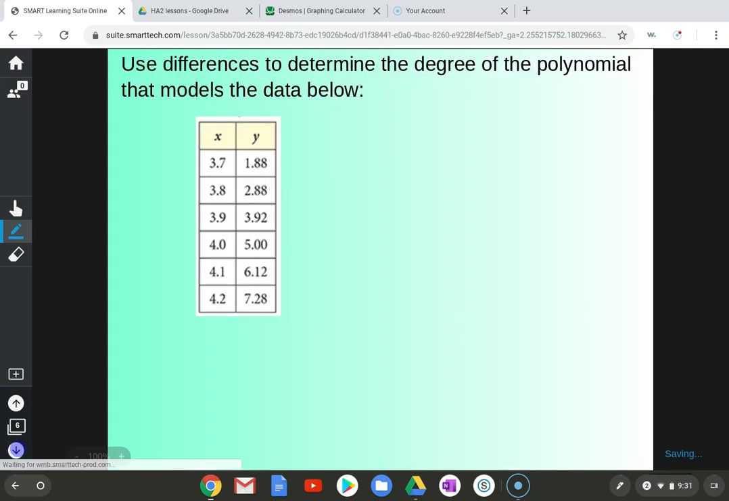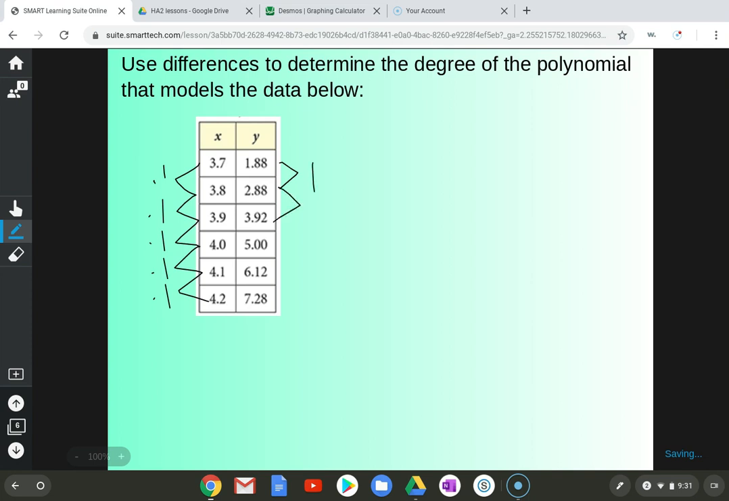What happens if we have some higher degree functions? Well, let's take a look. Our x's are evenly spaced. They're not going by ones, but that's okay. They're going by 0.1. As long as the x's are evenly spaced, that's fine. Then let's subtract some y's. So we get 1.